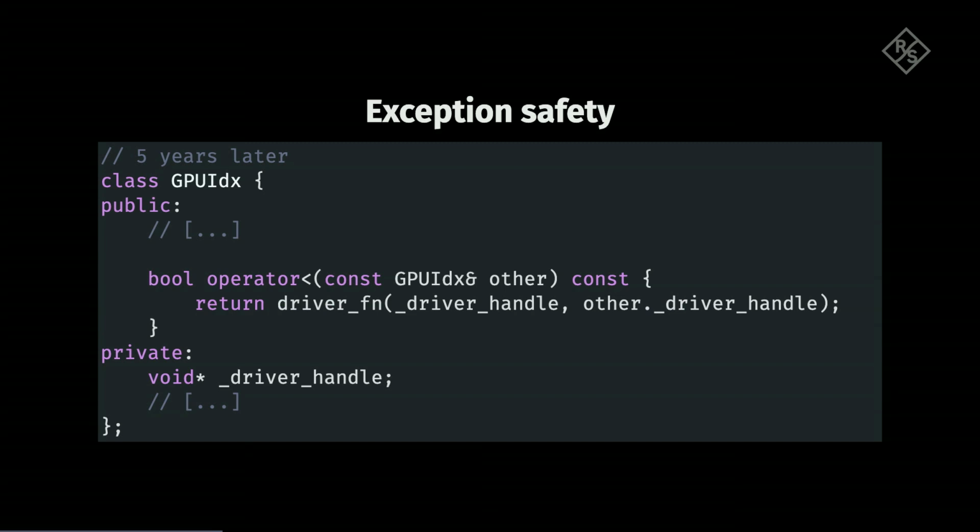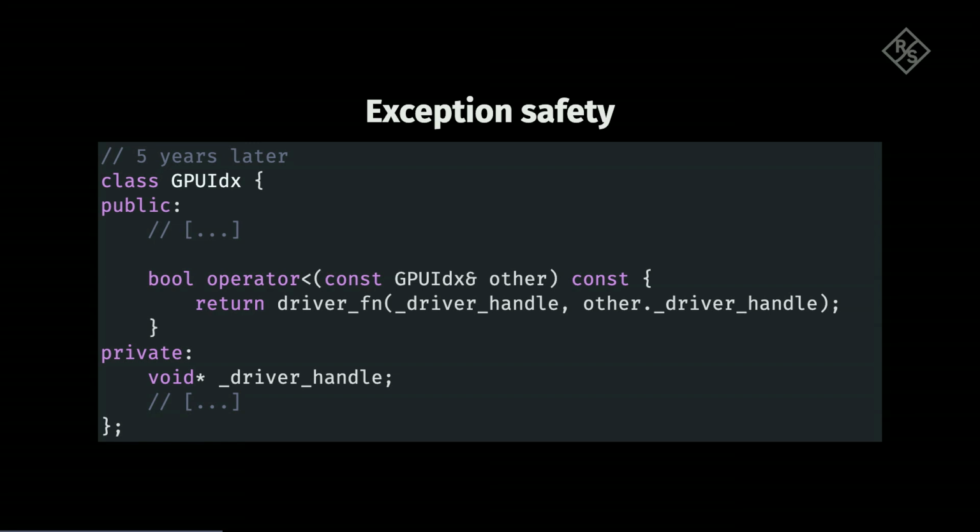But let's say 5 years later, the original person that wrote that code already left the company. Someone new is tasked with implementing this GPU-based index. They write it like this. The comparison function calls into a driver function. This driver function is a closed source binary blob. You just get to call a link into it. You get the headers. You have no idea if it throws exceptions. The documentation didn't say it throws exceptions, this function.